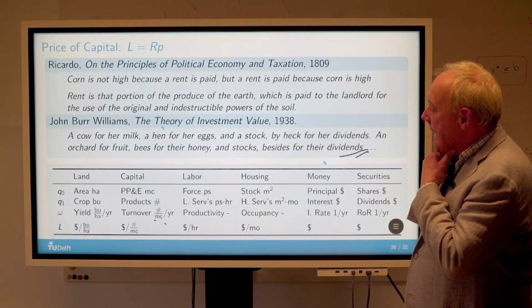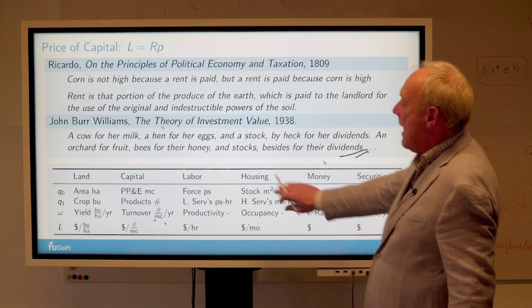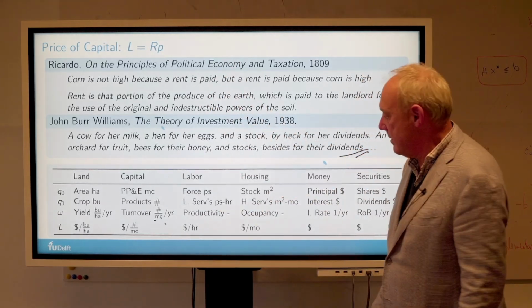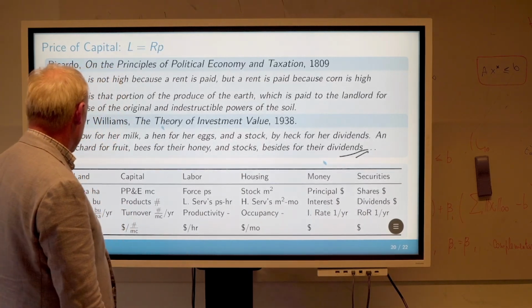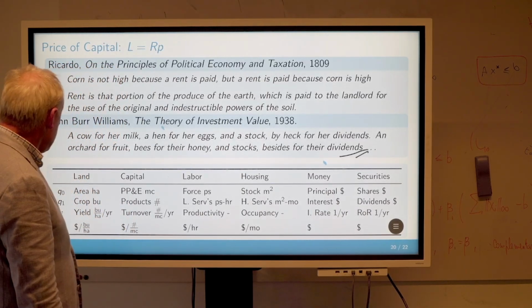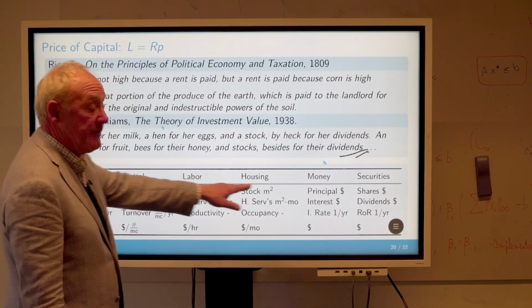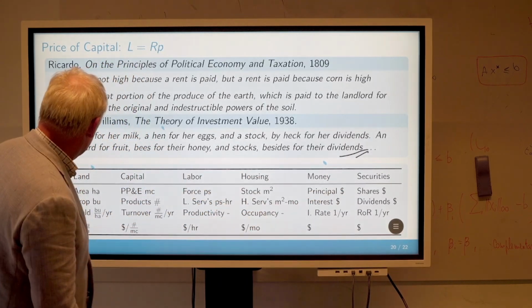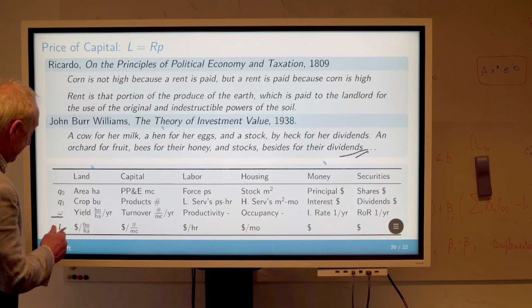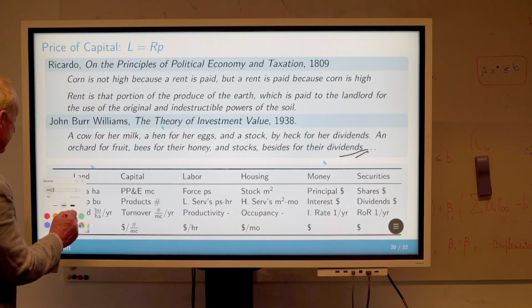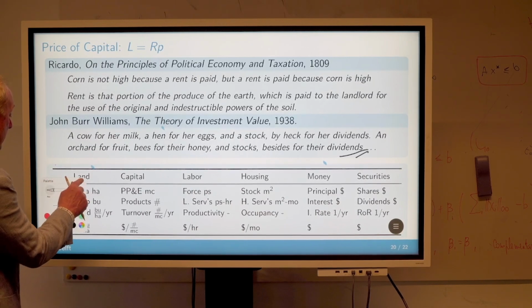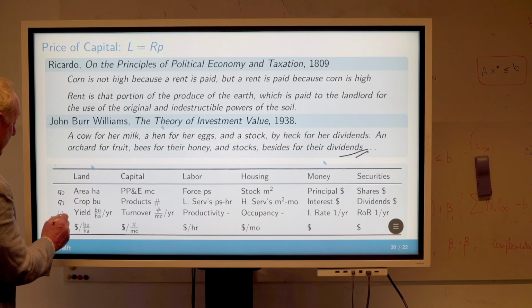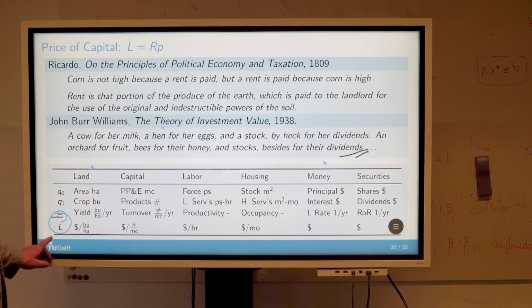So here I have that same table we had before. I made some modifications, because I like the units better. What I have here is those different types of capital. And here, all I want to do is take TU blue and highlight the units for the price.